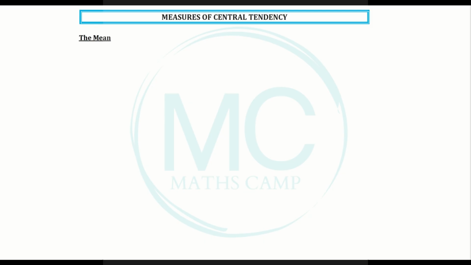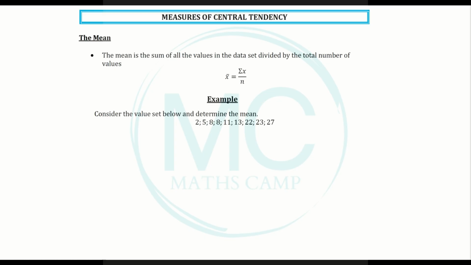The mean. The mean is the sum of all the values in the dataset divided by the total number of values. So to find the mean, we can say sigma x divided by n. Remember that sigma means the sum of. As an example, consider the value set below and determine the mean. To find the mean, all we do is add all of these values together and divide by the total number of values. There are 9 values in the set.